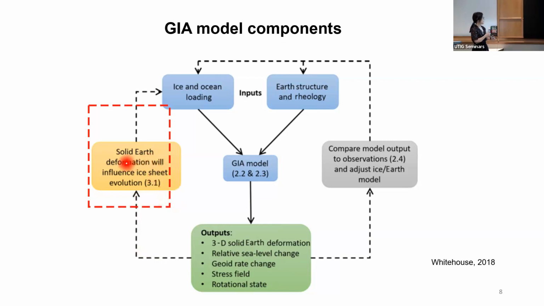And more recently, I think this is pretty new, people realized that this GIA solid Earth deformation will be coupled with the ice sheet dynamic model. So this part will also affect those ice loads. So this is just the GIA and ice sheet dynamic modeling coupled with each other.